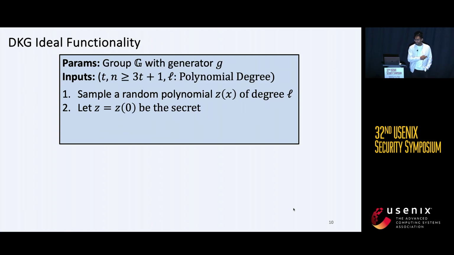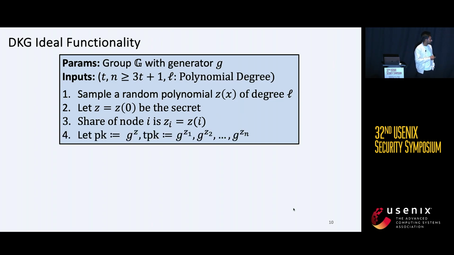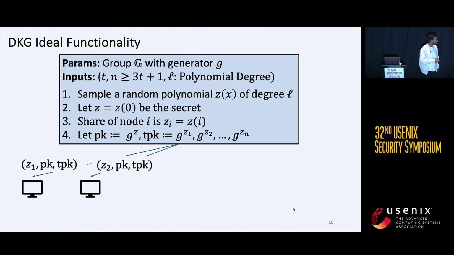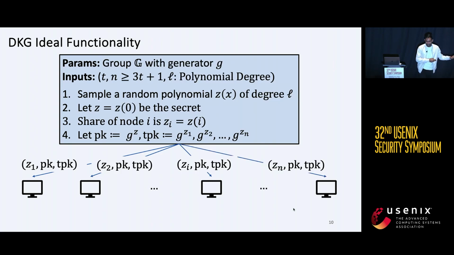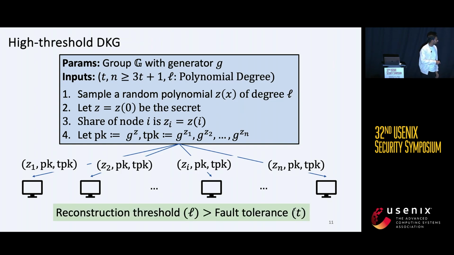I'm repeating what I said earlier. The share of party i is the polynomial evaluated at i. It computes some common information, and then this ideal functionality sends the corresponding share Zi, along with the public information, to the ith party. This is the ideal functionality that we are interested in implementing, and we call it a high threshold DKG when the polynomial degree is higher than the number of faulty nodes in the network. That's the definition.